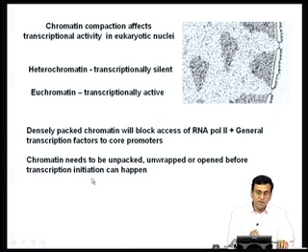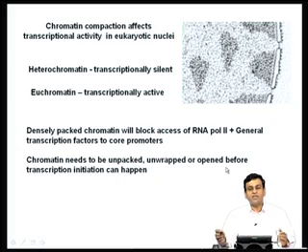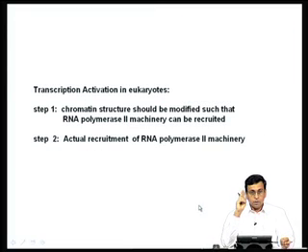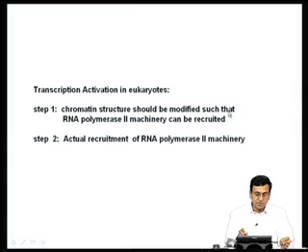So, the chromatin in these promoter regions needs to be unpacked, unwrapped or opened up before transcription initiation can happen. Okay. So, the important point that we are going to discuss today is that if transcription initiation has to happen in eukaryotic nuclei, two things have to happen. The first step is that the chromatin structure should be modified such that the RNA polymerase II machinery can gain access to the promoter region. Okay. And then the next step is the actual recruitment of the RNA polymerase II machinery to the transcription start site.